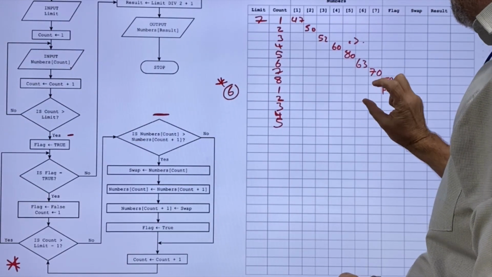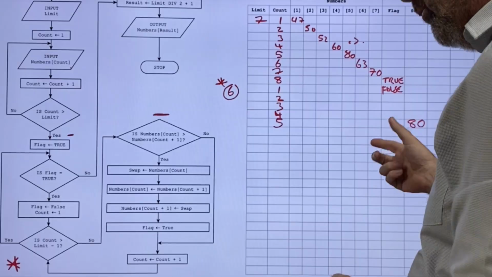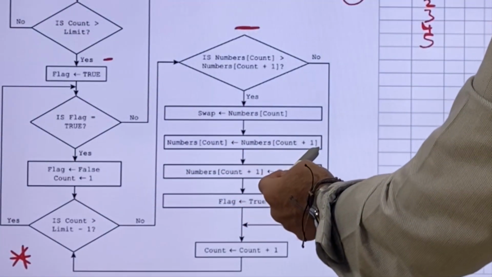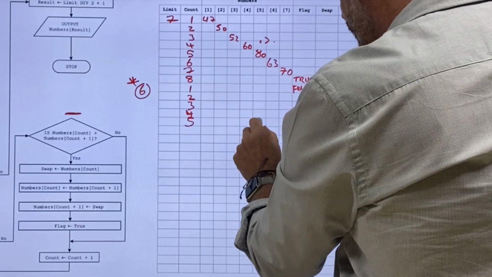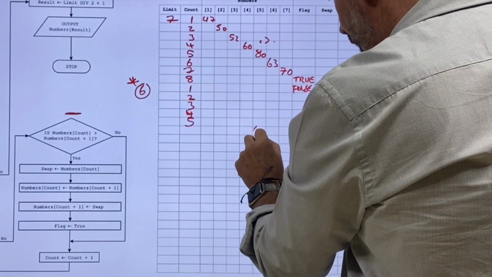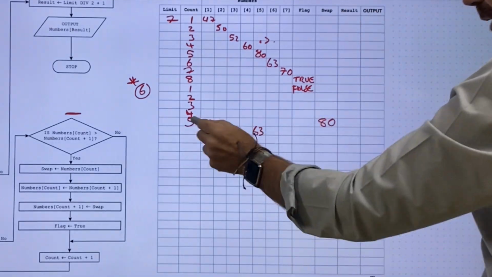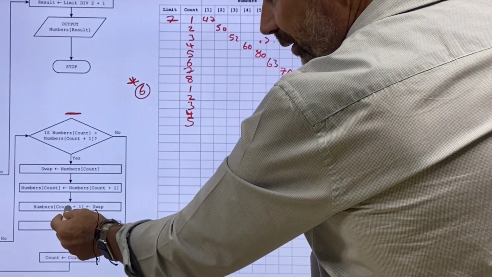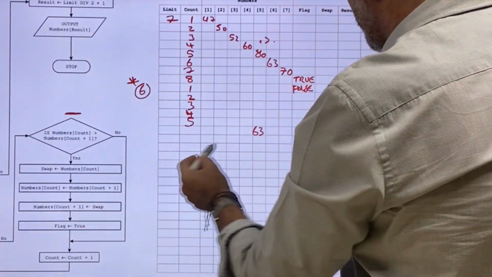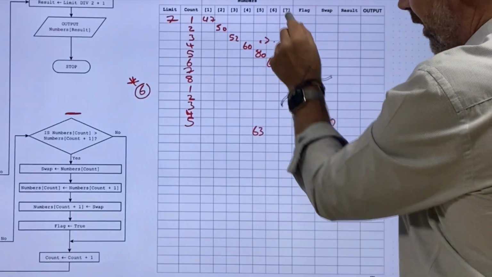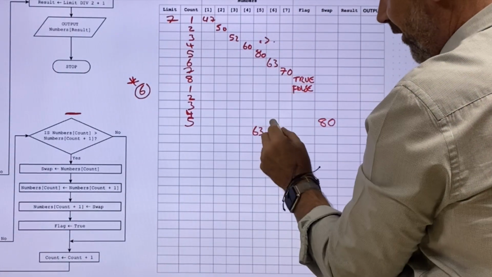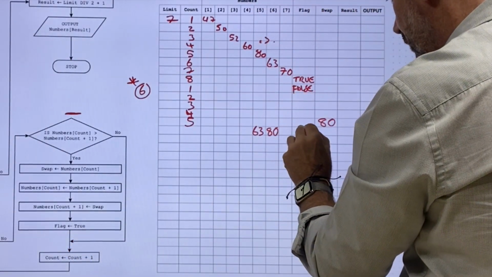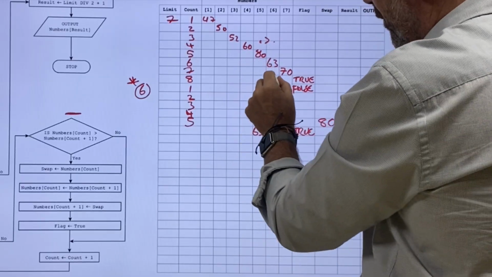So I think we need to swap position 5 and position 6. So let's have a look. Number count has been assigned the value number count plus 1. This one I'm going to start another row so it makes sense to me. So I've swapped that with that. Number count plus 1 has been assigned the value swap. So swap is 80. Number 5 plus 1 is 6, so 80 must go in there. Flag then becomes true.